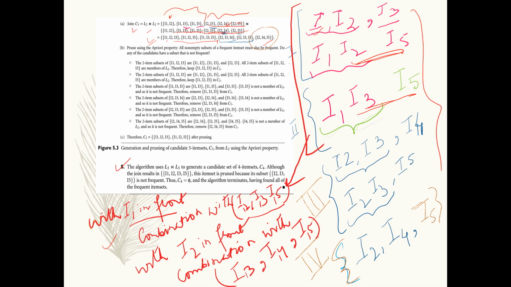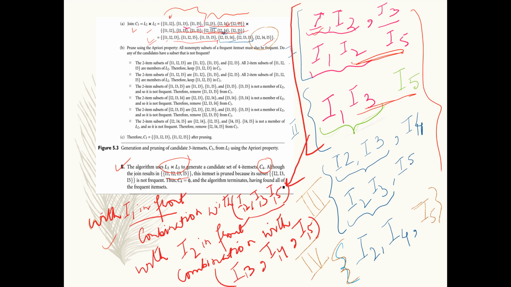Now from L3 we have to go further and try to get C4, if possible. In order to get C4 we have to do L3 join L3. The join results in an item set of size 4, so here we have everything together, I1, I2, I3, I5, all of them together. This item set is pruned because its subset I2, I3, I5 is not frequent.